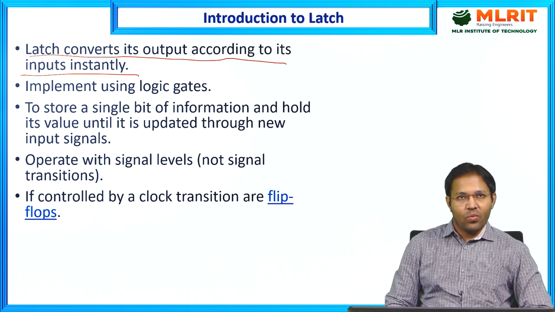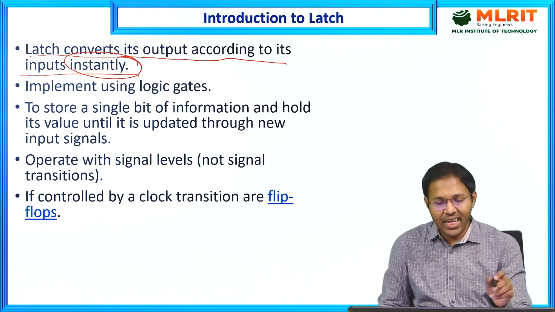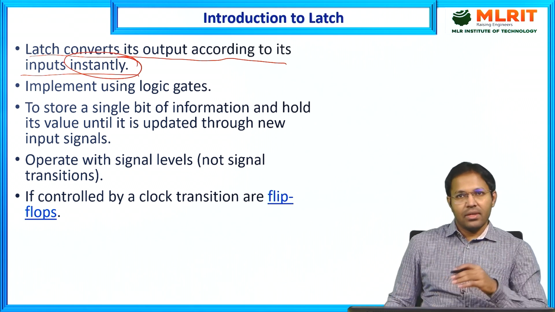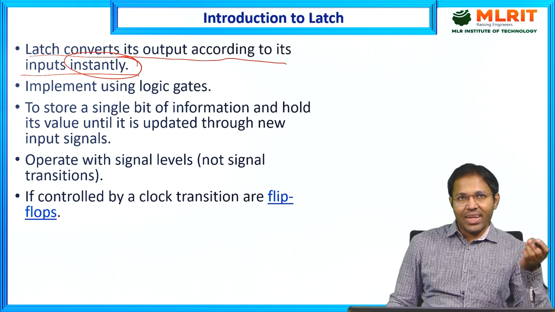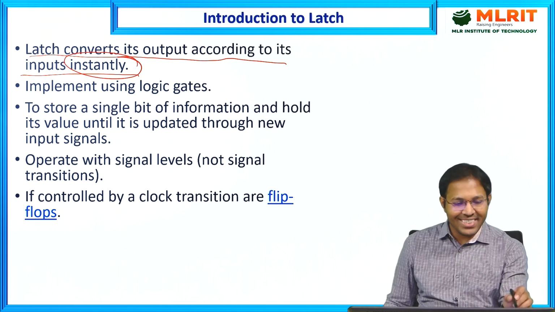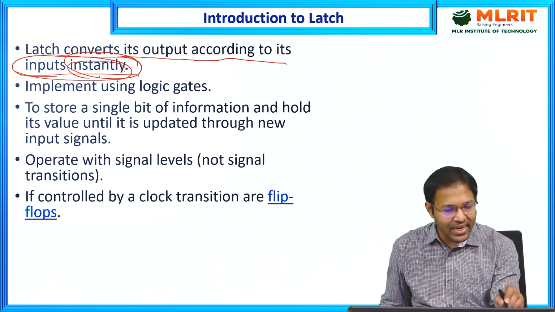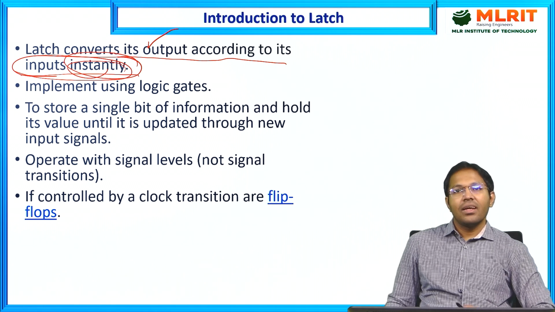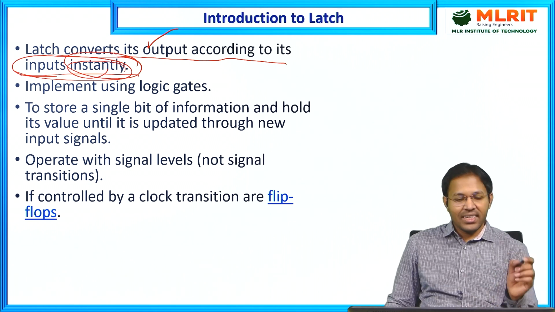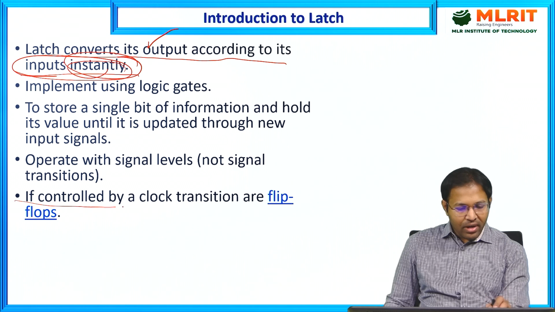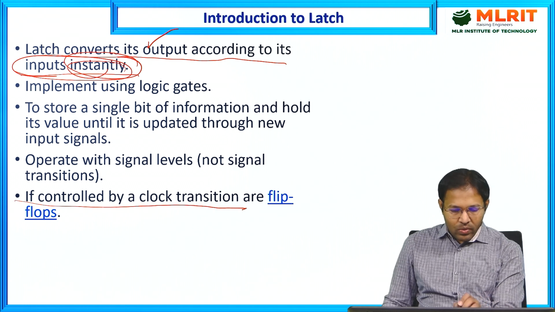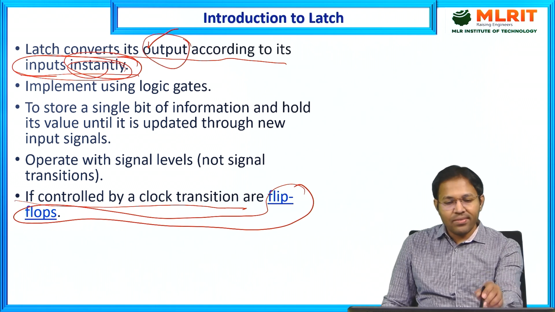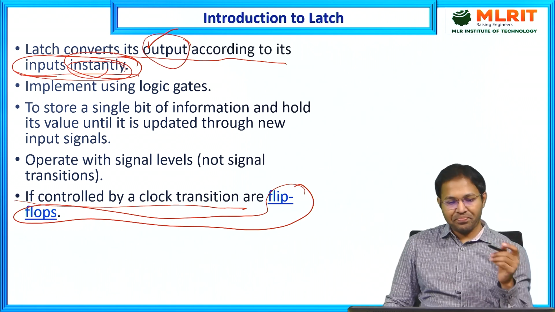instantly. Why do we have the word instantly? Because there are latches, there are flip-flops. Now, when it comes to latches, whenever the input changes, at the same instant the output changes. So, that is a latch. Whereas, if we connect a clock, a controlled clock, to the latch, then we call it a flip-flop, and there the output changes whenever the clock signal changes.